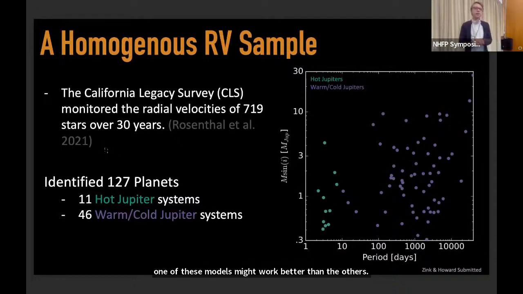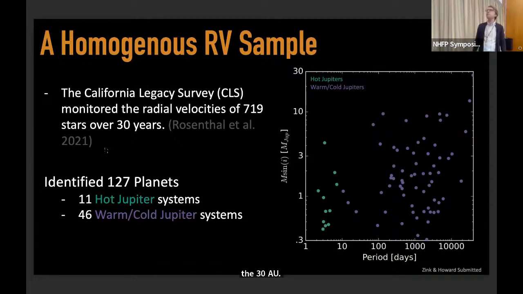So we're looking at a homogeneous RV sample here. This comes from the California Legacy Survey. There's 719 planets, and it goes out to almost 30 AU. So it's a very, very wide-reaching sample, and it's probably the most complete homogeneous sample of RV planets we have.